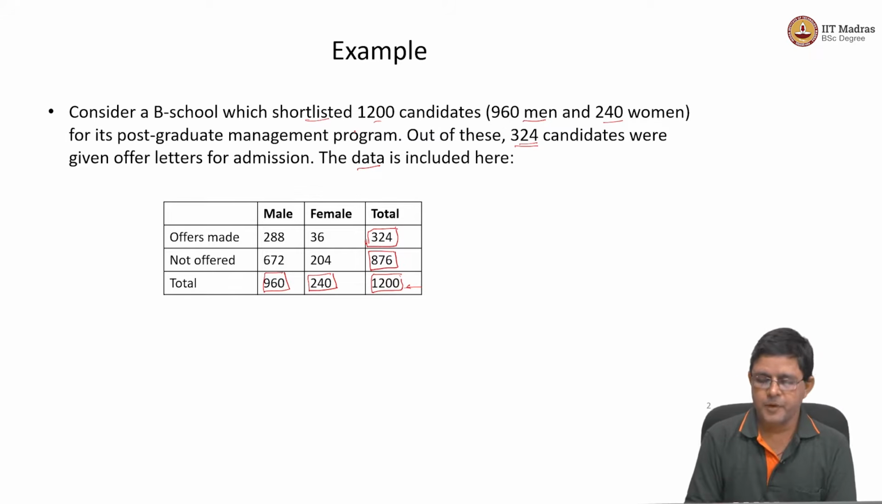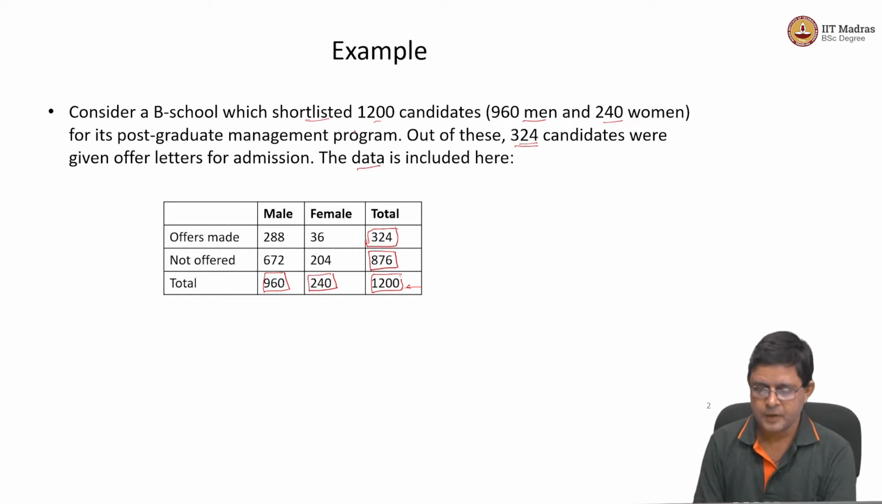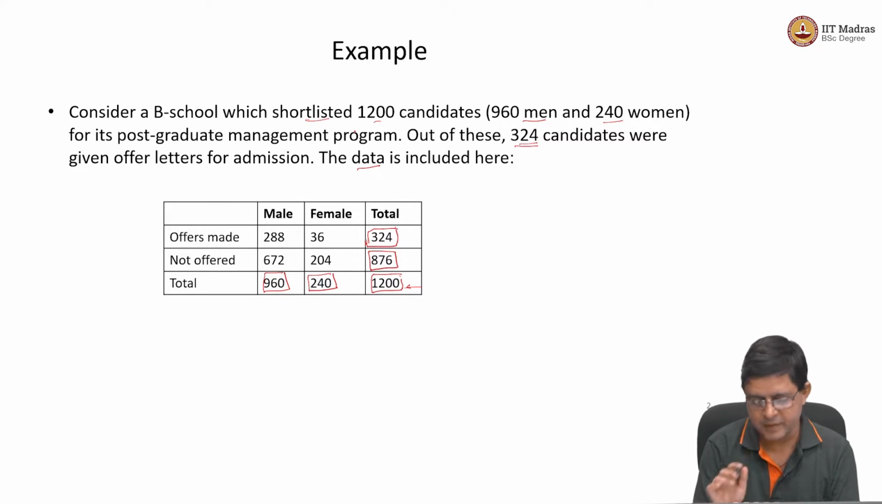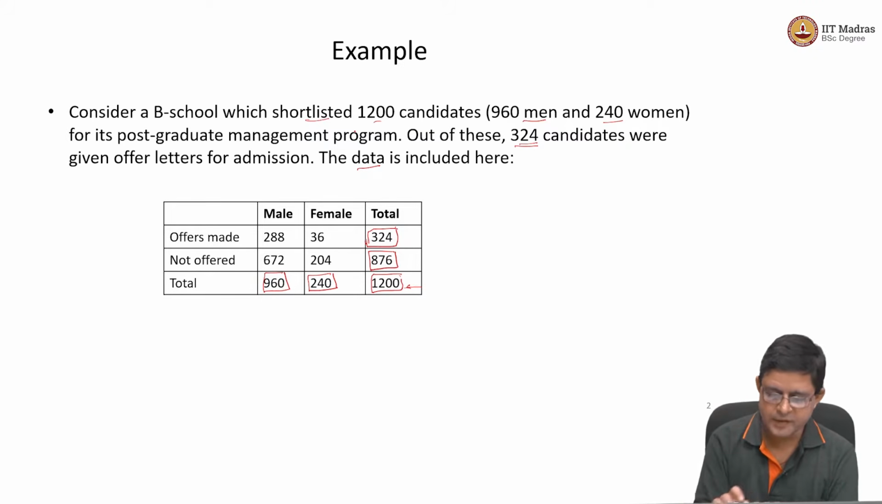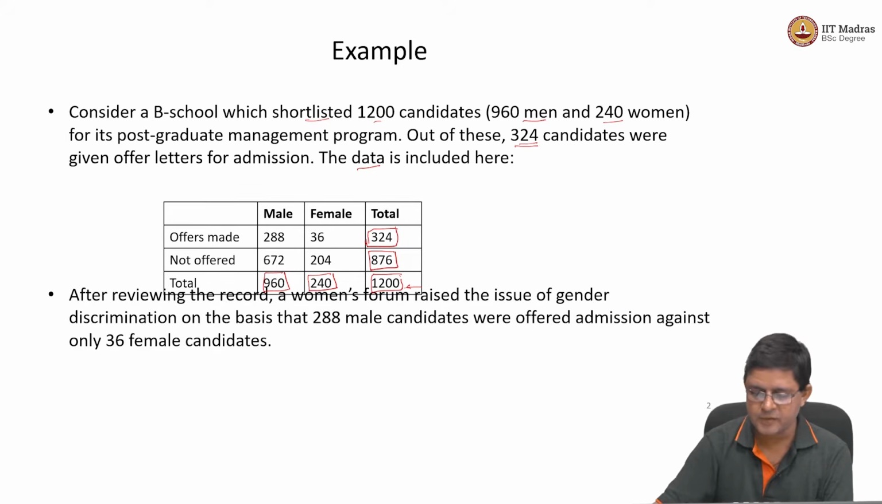Okay. So, once again this is a toy example. This is data that I created. This is not real data. This has nothing to do with any B school. This is just to drive the concept across. Generally, this kind of table is called a contingency table.